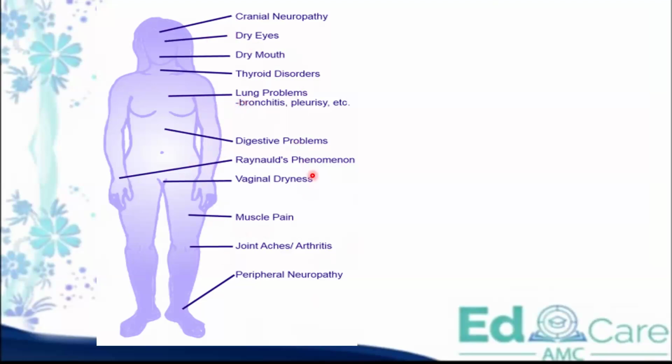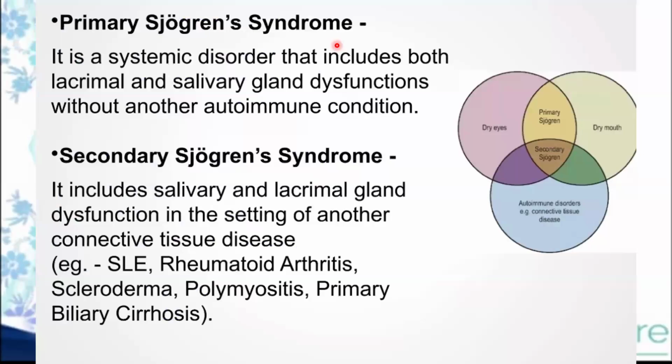Like I said, they are associated with rheumatoid arthritis and Raynaud's phenomenon, and all of this can occur together. But the main features are dry mouth, dry eyes, and arthritis. That is their triad. Secondary Sjogren's can occur due to any of these associations: SLE, rheumatoid arthritis, scleroderma, polymyositis. Any of these associations can lead to Sjogren's.